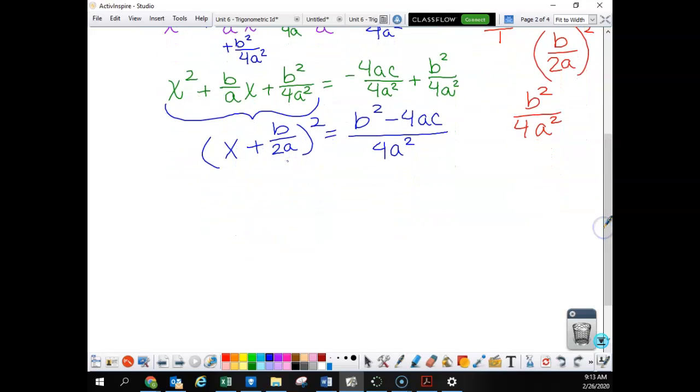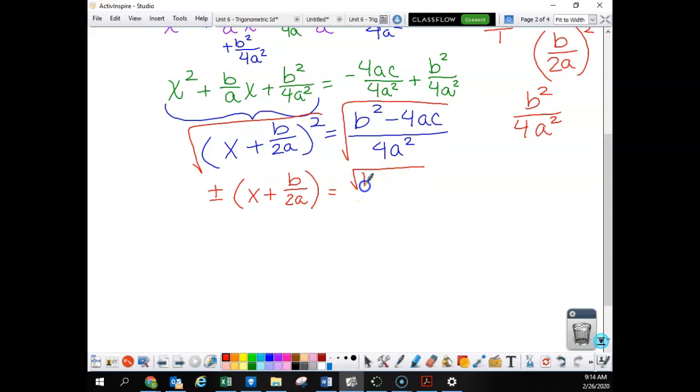Now I'm going to solve for x, so I'm going to take the square root of both sides. Here, the square root and the square cancel each other out, so this is just going to be plus or minus x plus b over 2a. Now over here, whenever you take the square root of a fraction, what do you have to do? Does anybody know? You take the square root of the top and the bottom individually. So this is going to be the square root of b squared minus 4ac, and then the square root of 4a squared.